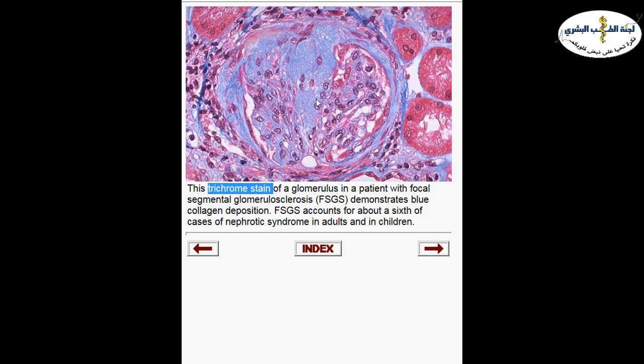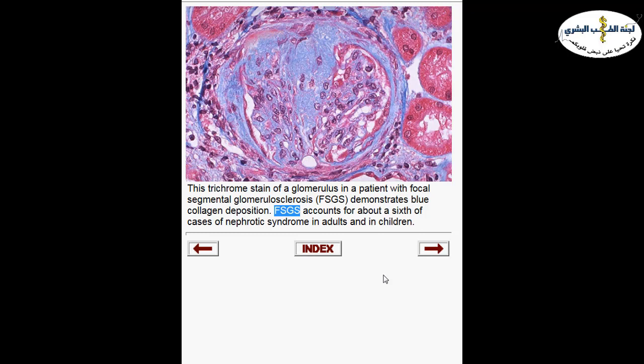Now, to confirm that this is collagen, we can do a trichrome stain. In trichrome stain, the collagen will look blue in color. So here we can see the segmental sclerosis of this glomerulus. If you look to the right side, the glomerulus is actually healthy and normal. There's nothing within this segment. But only the left side of this glomerulus shows segmental glomerulosclerosis. And actually, focal segmental glomerulosclerosis is responsible for a sixth of cases of nephrotic syndrome in adults and children.